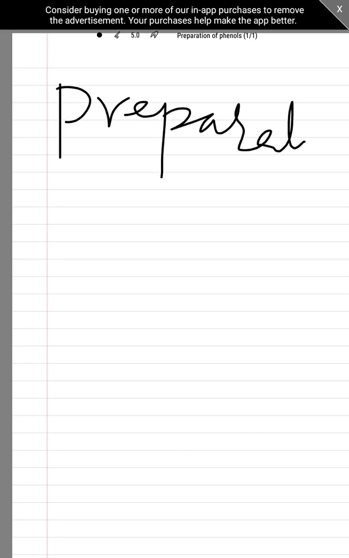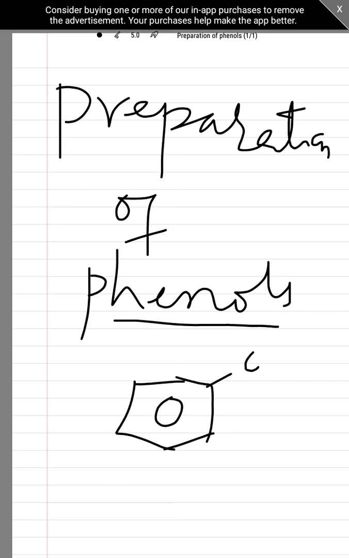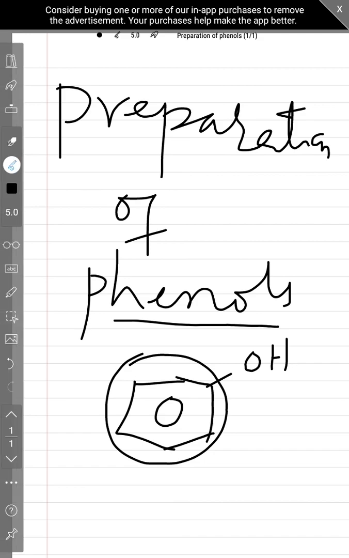Children, let us start today's topic, preparation of phenols. Many methods are there by which we can prepare phenol. As we know very well that hydroxy derivatives of benzene are called phenols. Along with the OH group directly linked to benzene, it may be substituted by any functional group also. Those are called phenols. Let us move one by one through the methods.